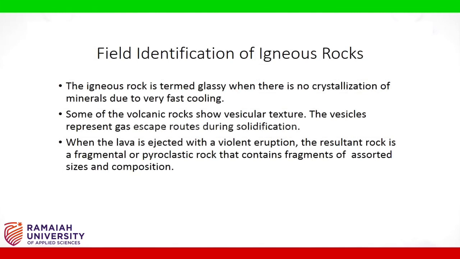The igneous rock is termed glassy where there is no crystallization of minerals due to very fast cooling. Some of the volcanic rocks show vesicular texture. The vesicles represent gas escape routes during solidification. When the lava is ejected with a violent eruption, the resultant rock is a fragmental or pyroclastic rock that contains fragments of assorted sizes and composition.